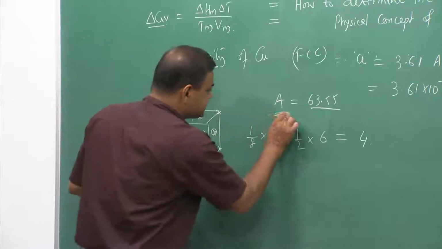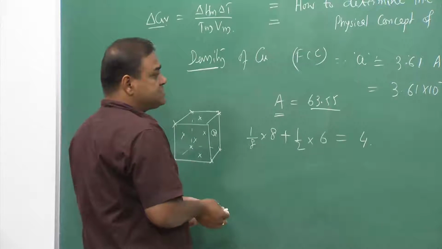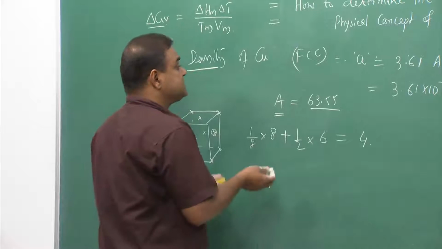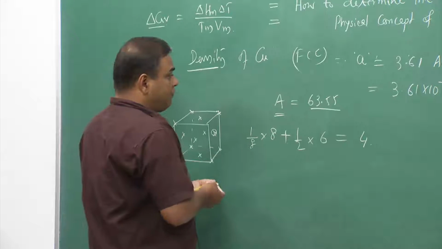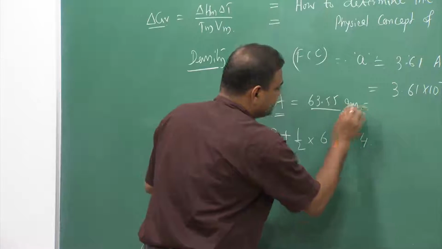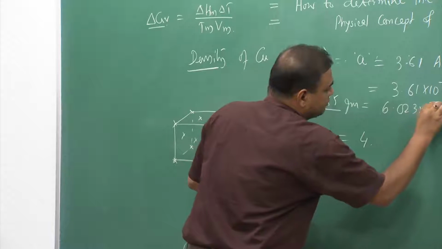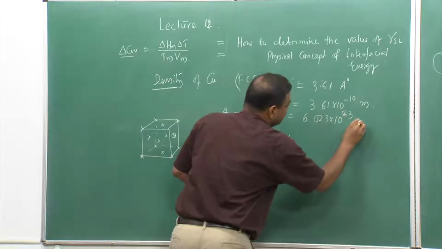And now, this atomic weight information we can relate to the Avogadro number, because it is a mole of copper. So, this many grams is equal to 6.023 into 10 to the power 23 atoms.